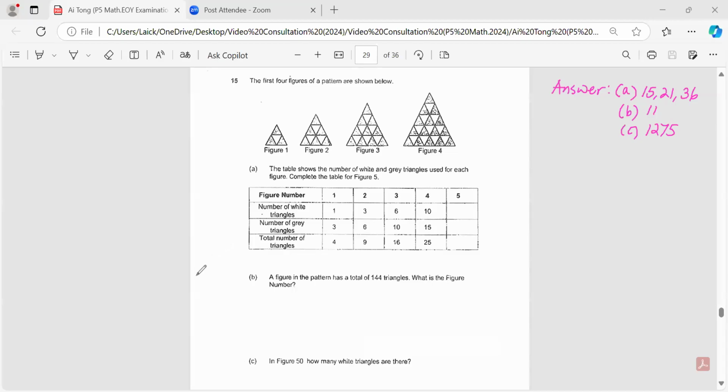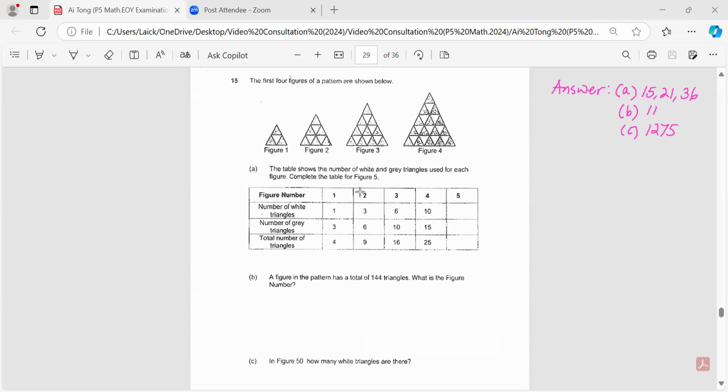This is a number pattern question. In the figure, we can see there are shaded triangles as well as unshaded ones. So the unshaded ones are called white triangles. The shaded ones are called gray triangles. We see a certain pattern here.